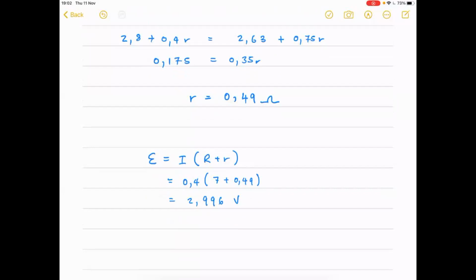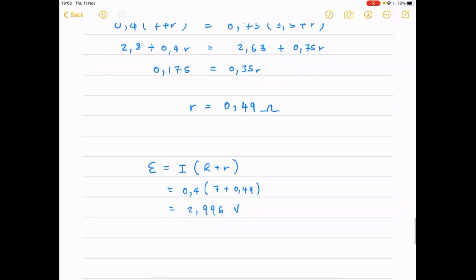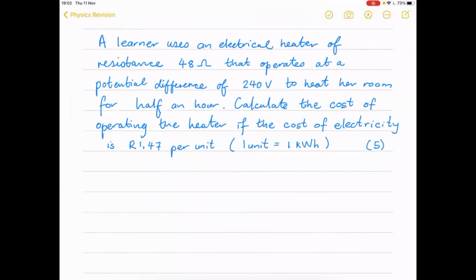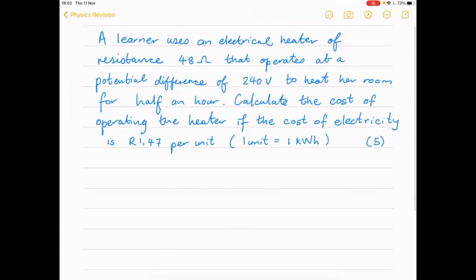Now, the next question that I want to do, someone had emailed this to me. Okay, this is the question. I tried to write it out. A learner uses an electrical heater of resistance 48 ohms that operates at a potential difference of 240 volts to heat her room for half an hour. Calculate the cost of operating the heater if the cost of electricity is 1 Rand 47 per unit, and 1 unit is equal to 1 kilowatt hour.